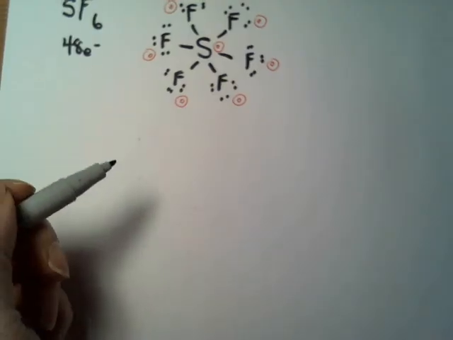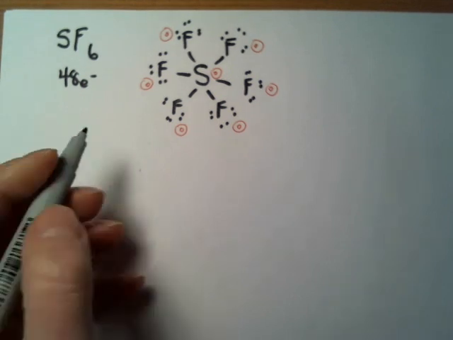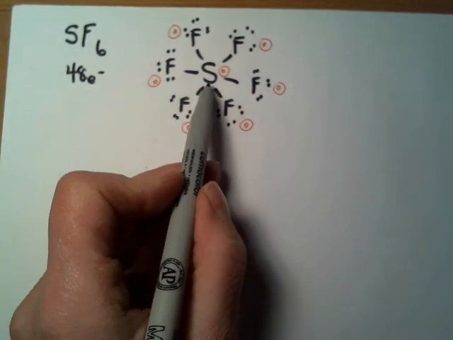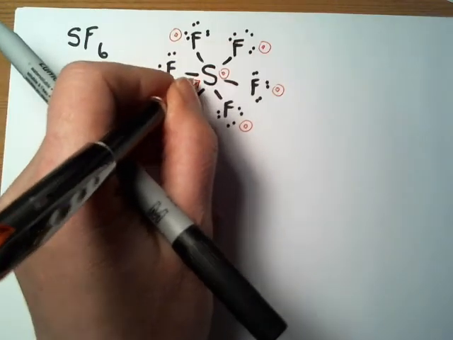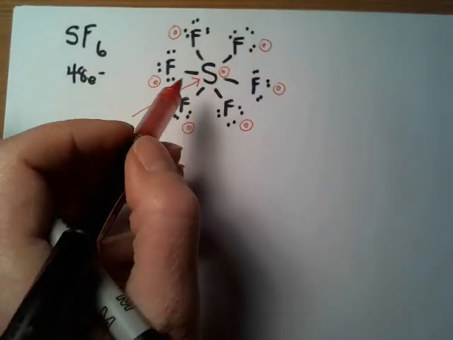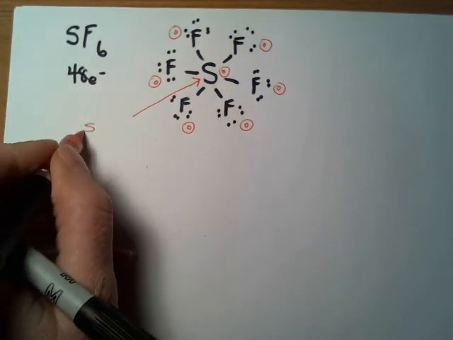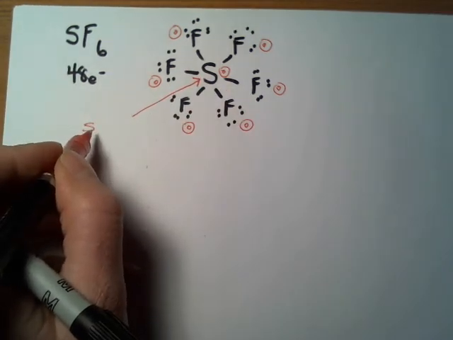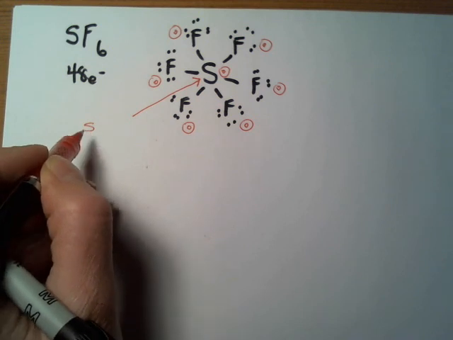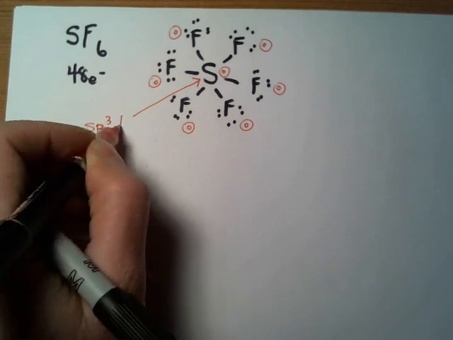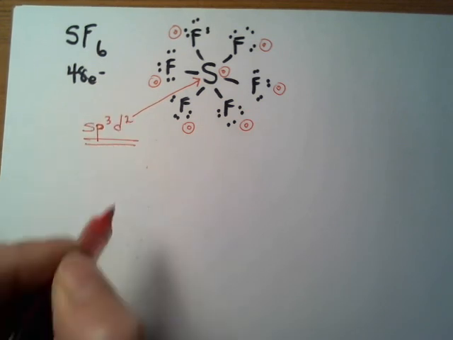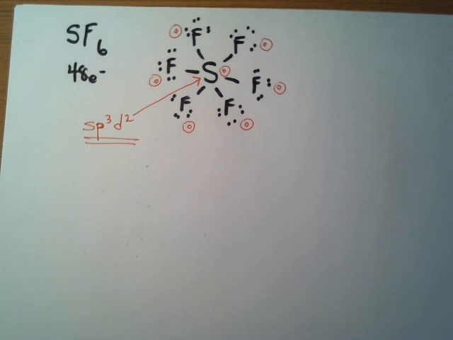But let's do VSEPR. Oops, sorry. So with 6, I already know what the hybridization state is, because I just need electron groups. 6 groups. I need 6 atomic orbitals to hybridize to make 6 hybrid orbitals. So it's sp3, that only brings me to 4, d2. This is the max, sp3d2. So there's 6 hybrid atomic orbitals, all of the same energy, degenerate as we said.